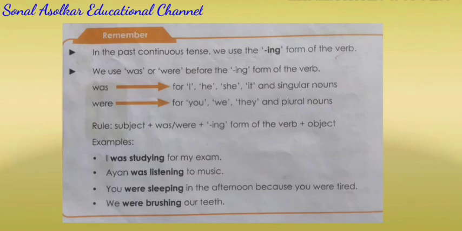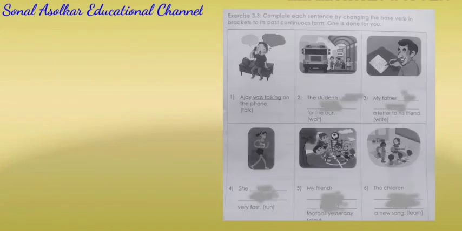Examples: I was studying for my exam. Ayan was listening to music. You were sleeping in the afternoon because you were tired. We were brushing our teeth. Let us see exercise 3.3. Complete each sentence by changing the base verb in brackets to its past continuous form.